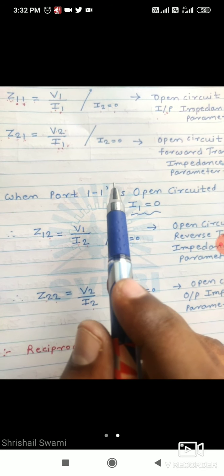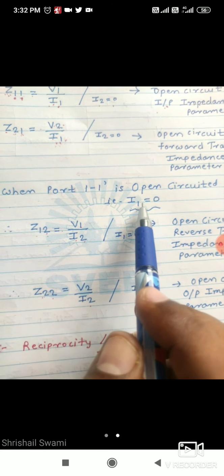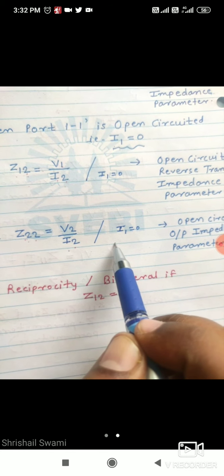Just as earlier you kept I2 equal to 0, keeping the second port open, and found the parameters, similarly, for getting the remaining two parameters, you have to make port 1 dash open, that is I1 equal to 0. Put this in equations 1 and 2. So you will get the remaining two parameters, that is Z12 is equal to V1 upon I2 and Z22 is equal to V2 upon I2. Okay, that is I1 equal to 0.